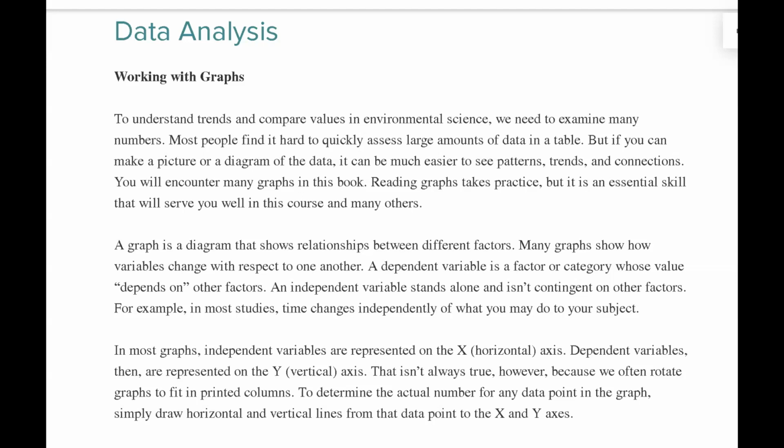So if you look at the definition of a graph here, it says that a graph is a diagram that shows the relationship between different factors. So frequently, those factors are called variables, right? And so what exactly is a variable? A variable is a factor that fluctuates, that changes, right?